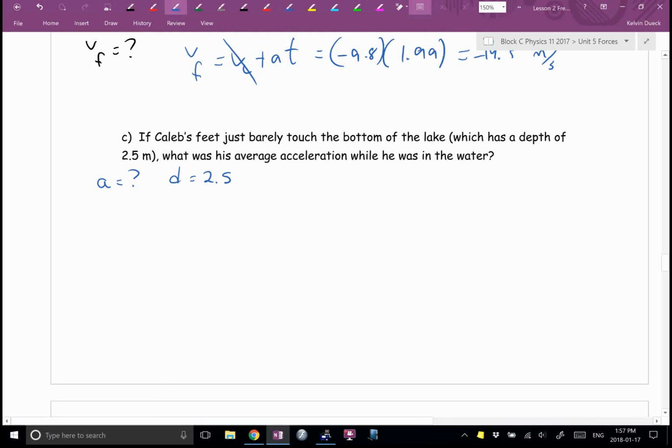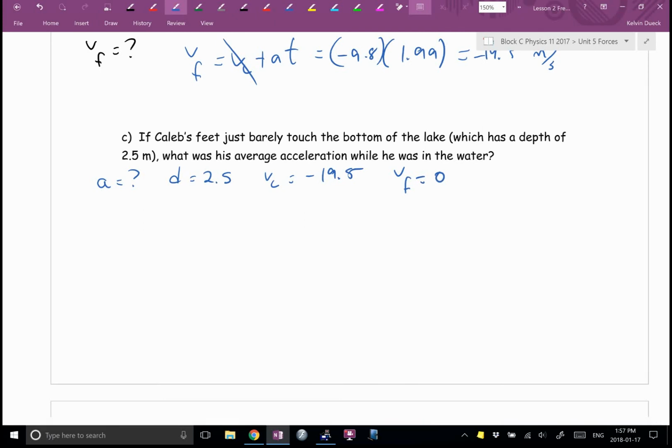What else do I know? What's VI? VI, once I hit the water, is Emma's VF at the bottom of the jump. So VI is going to be negative 19.5. That's two things to find the third. It's always, I need three things to find the fourth for this unit. What else do I know? What's VF? Oh, we're assuming that his toe just touches the bottom, and that's exactly when he comes to a stop. You okay with that, Emma? Hannah, you okay with that?